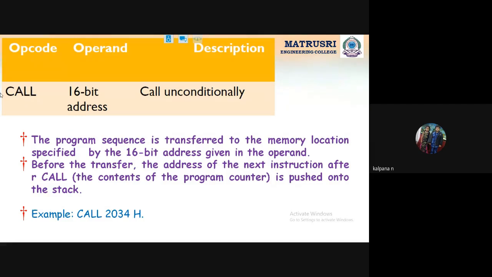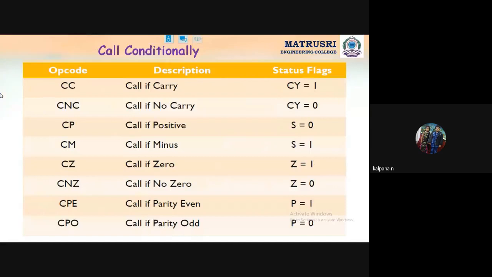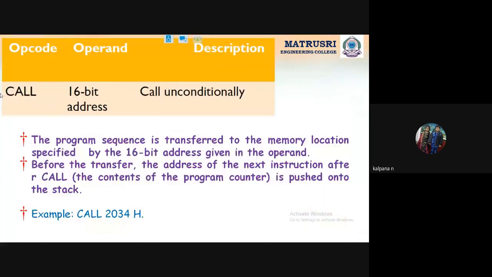Some instructions are used unconditionally. Some instructions are used conditionally, based on the flags. For example, if the carry flag is set, then jump to some address location. If there is no carry flag, then jump to another address location. If the zero flag exists, then jump to some address location, like that. Call is also there. Call is used both unconditionally as well as conditionally.